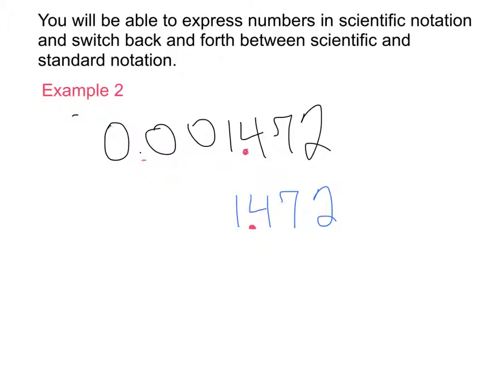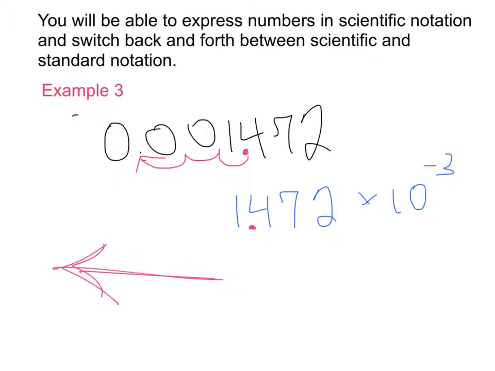And then I'm going to count how many steps it takes for me to reach the original decimal point. So this time I have to go backwards. 1, 2, 3. I went backwards 3, which is going to make my exponent negative. So it's 1.472 times 10 to the negative 3, because I went backwards. And that's how you do example 3.